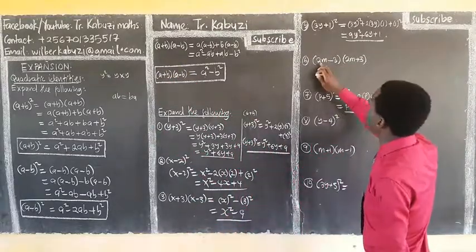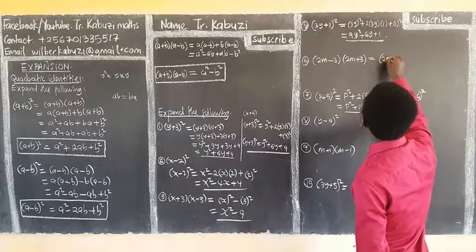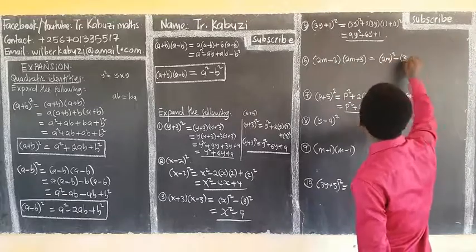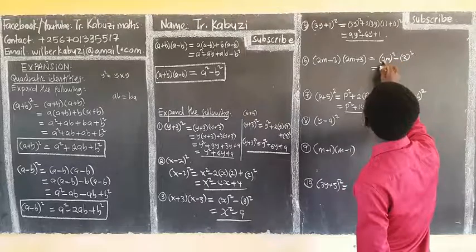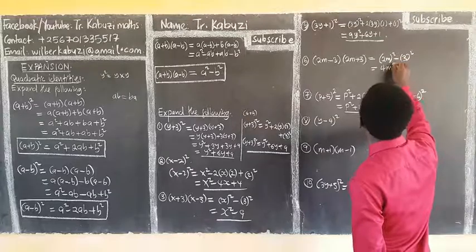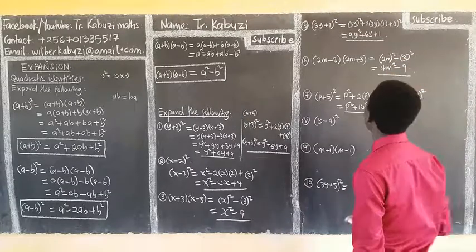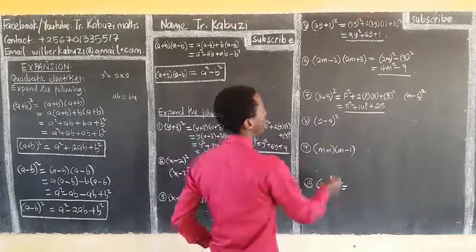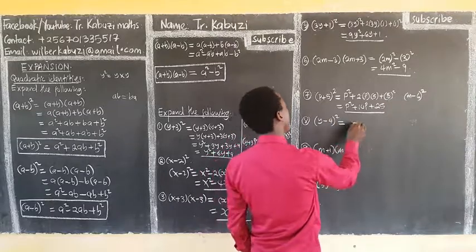What you do, you focus on the bracket with the minus. You square the first term, maintain the sign, you square the second term. When you square 2, you get 4. When you square m, you get m squared, minus. When you square 3, you get 9. Now finish that. Now when I come to this, it will be y squared.